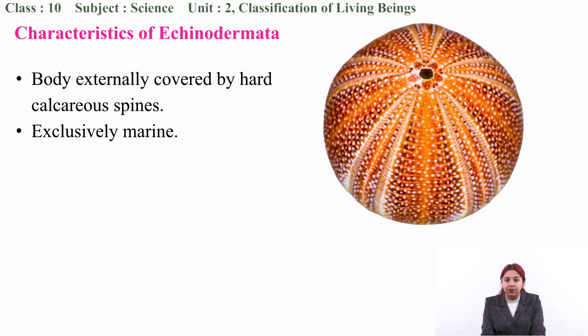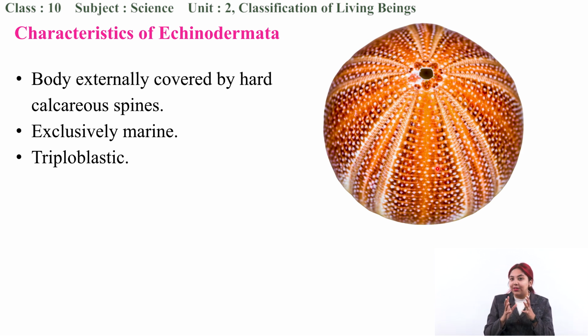Marine, as I told you in a previous class, means the water has a higher content of salt in it. If they are exclusively marine, they are mostly found in the oceans and seas, where the concentration of salt in the water is higher than in fresh water. Now they are triploblastic in nature. What is a triploblastic animal? Yes, I've already told you multiple times, those organisms that have all 3 germ layers: the ectoderm, the mesoderm and the endoderm. So Echinodermata are also triploblastic organisms.